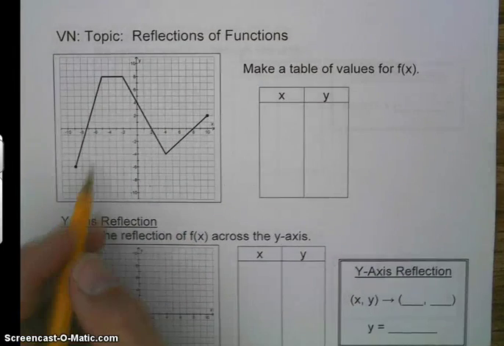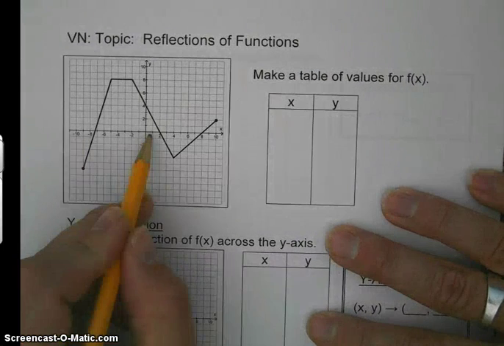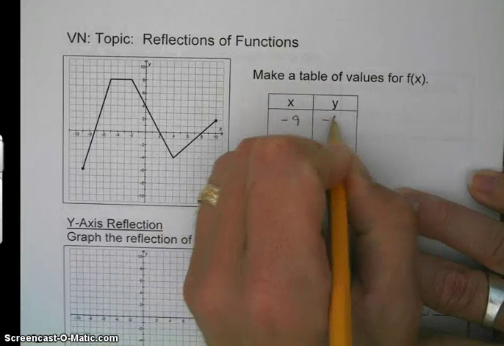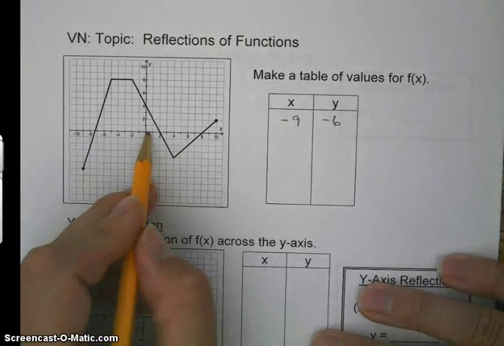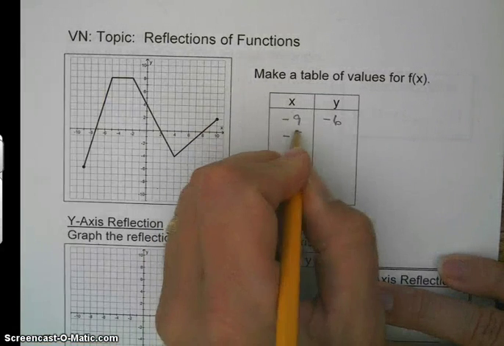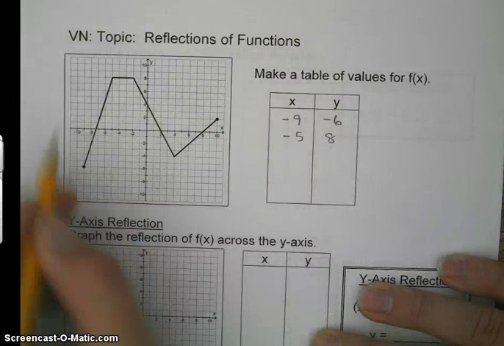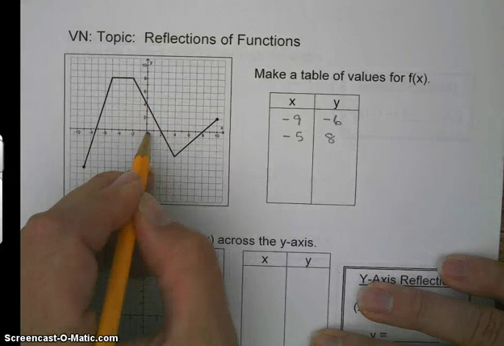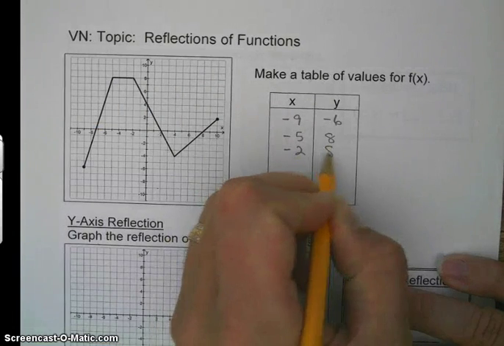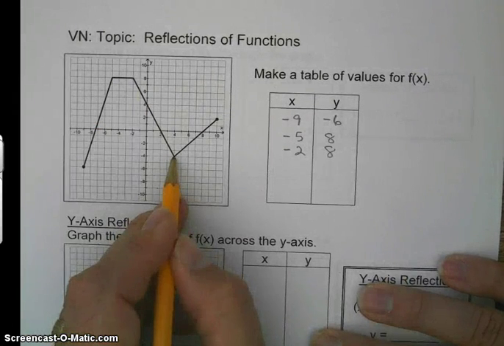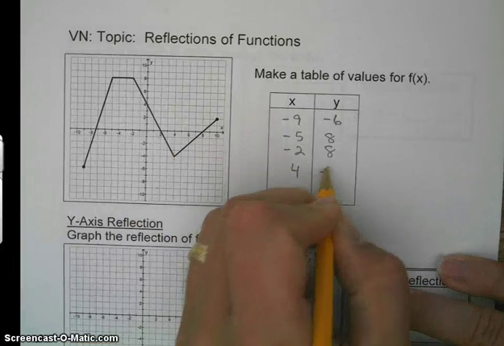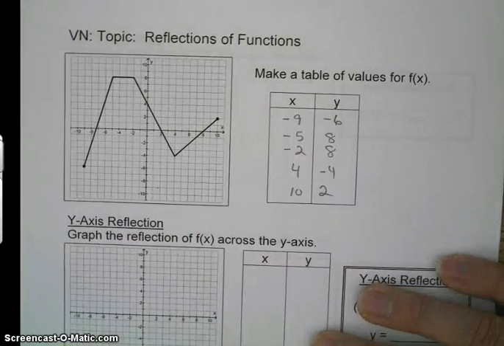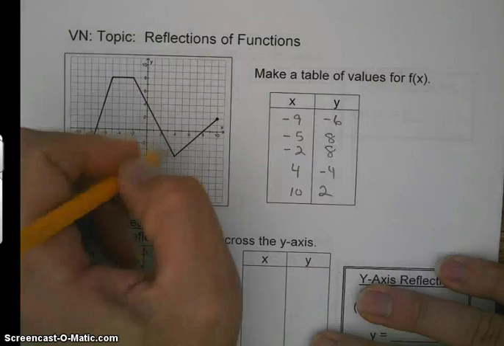So let's pick some points off of here. Let's do the -9, -6. Okay. -5, 8. And notice I'm picking some points where it changes direction. So -2, 8. Next one where it changes direction is at 4, -4. And 10, 2. So when you want to reflect, you need to pick some specific points on your graph.